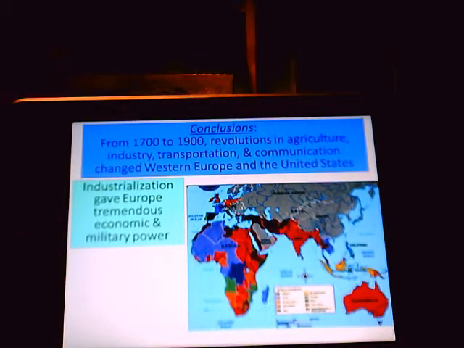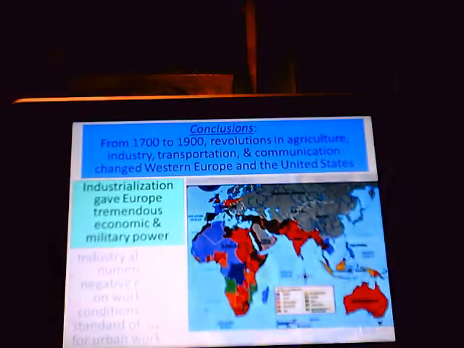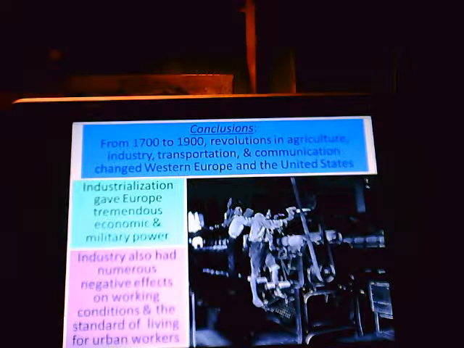In conclusion, from the 1700s to the 1900s, revolutions in agriculture, industry, transportation, and communication changed Western Europe and the United States. Industrialization gave Europe tremendous economic and military power. Industry also had numerous negative effects on working conditions and the standard of living for urban workers.